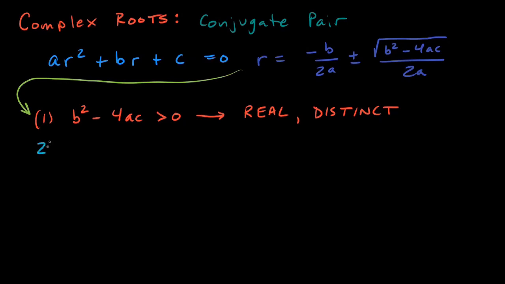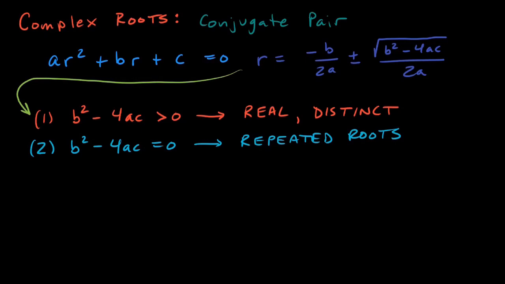The next case is when b squared minus 4ac equals 0, and that's when we're going to have our repeated roots. They're still going to be real valued, because when b squared minus 4ac equals 0, this entire expression goes away, and all we're left with is negative b over 2a plus or minus 0. So that's going to give us two roots that are equal, both of them, to negative b over 2a.